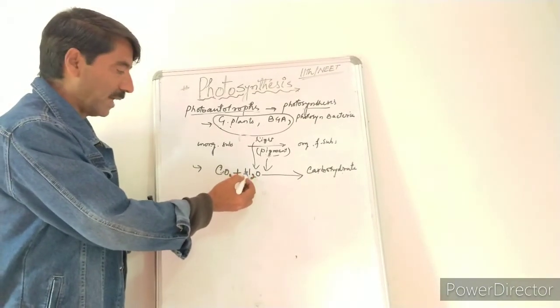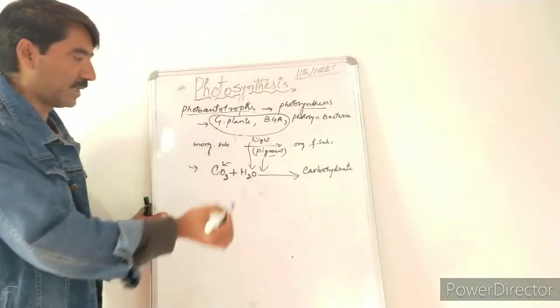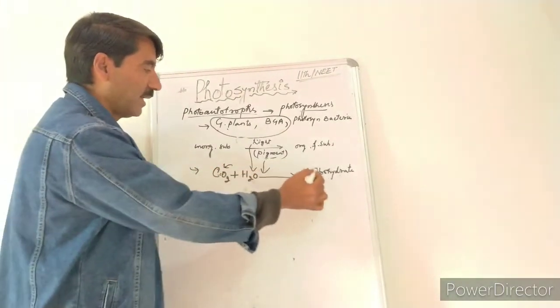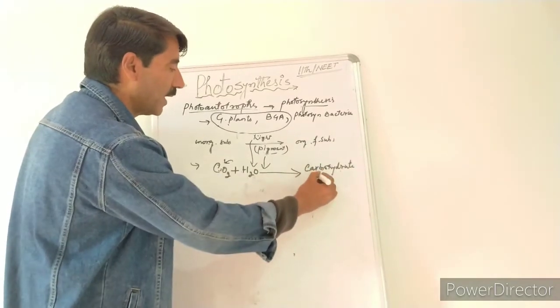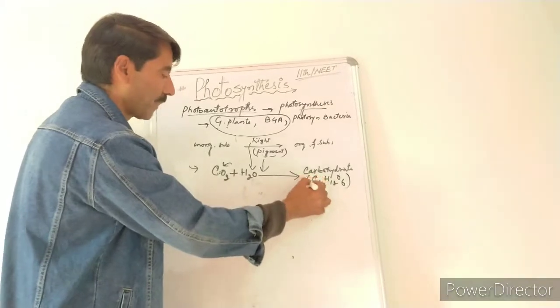That means these hydrogens produced from the water are being given to this carbon dioxide, and this carbon dioxide gets converted into the carbohydrate like glucose, that is C6H12O6.